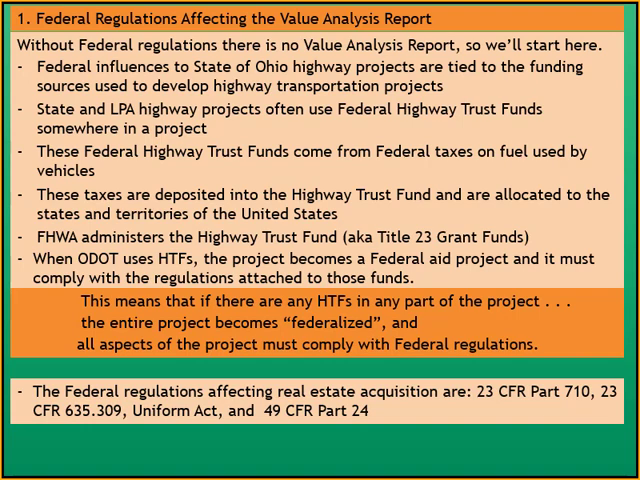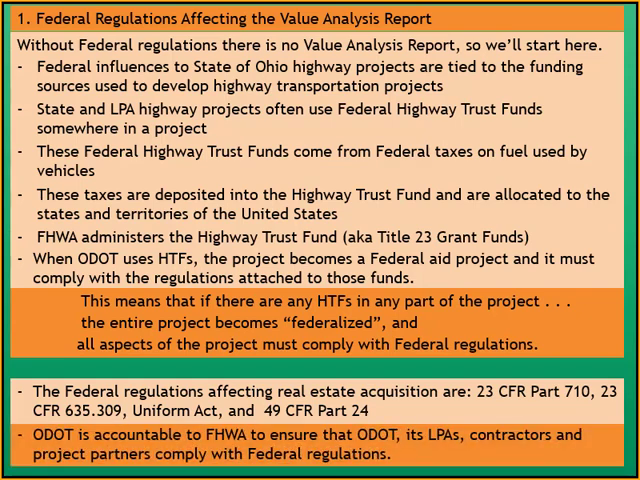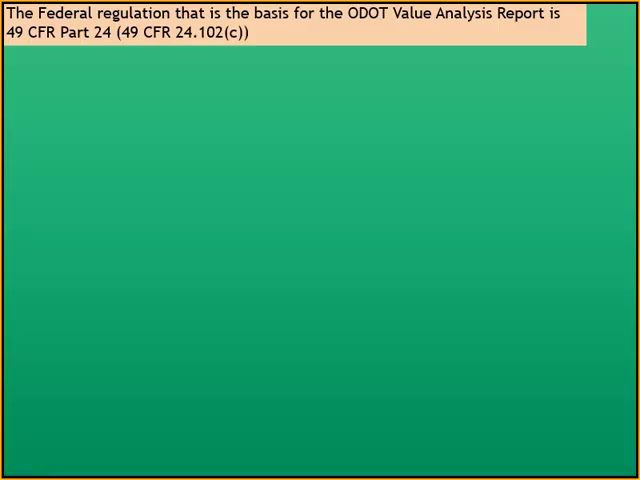The federal regulations affecting real estate acquisition are 23 CFR Part 710, 23 CFR 635.309, the Uniform Act, and 49 CFR Part 24. ODOT is accountable to FHWA to ensure that ODOT, its LPAs, its contractors, and project partners comply with federal regulations. The federal regulation that is the basis for the ODOT Value Analysis Report is 49 CFR Part 24, and particularly 24.102(c).